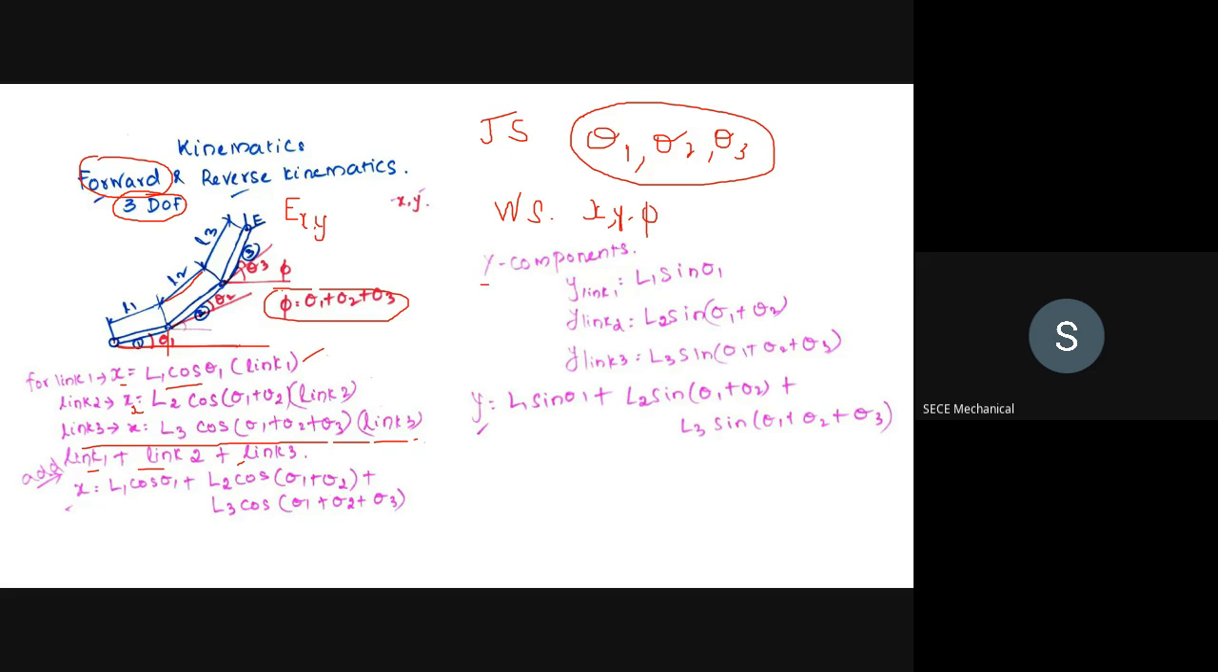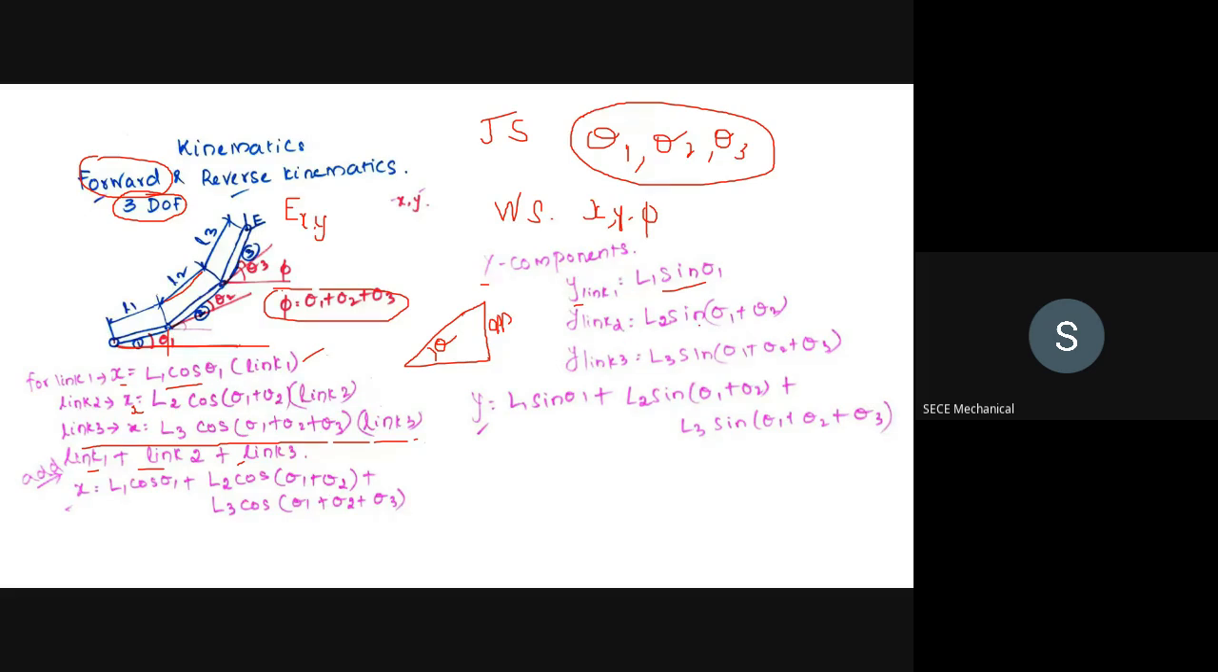Similarly, for the y components, you can see the y for link 1, link 2, link 3. Take the individual link 1. If you take link 1, it is related to its opposite side. Right. So here you have theta. This is the triangle. It is related to its opposite side. So we can say it is L1 sine theta. So it is the height of the link 1.